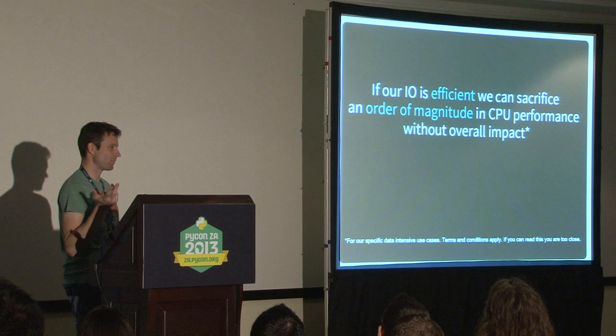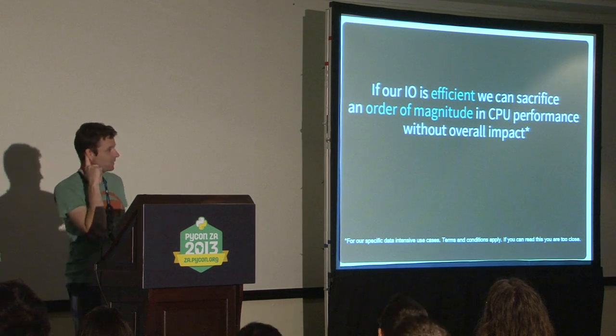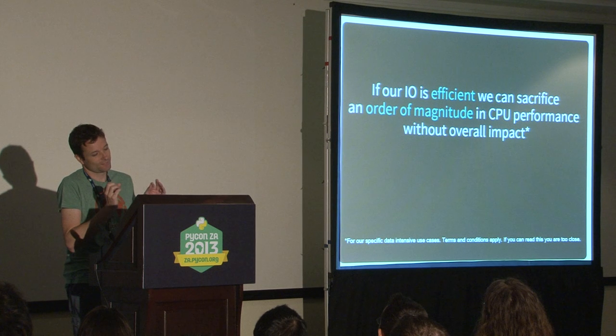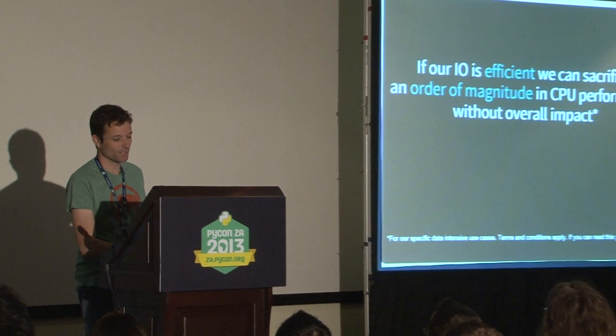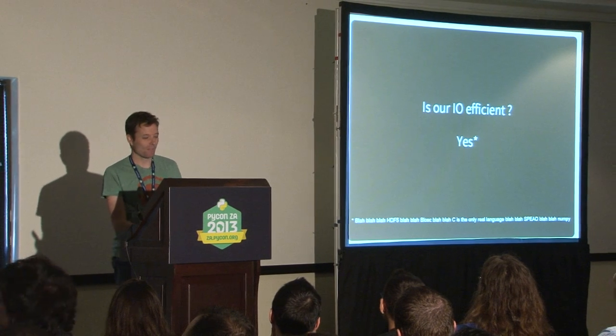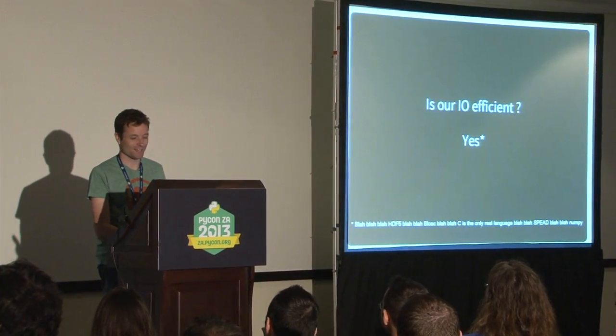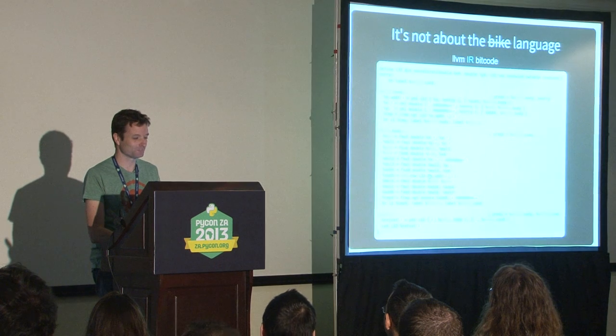If our IO is efficient, we can sacrifice an order of magnitude in performance in the CPU. Essentially, what I'm saying is that as long as we make the bits that are bottlenecking us efficient, the rest of the time we can afford to save money on developer time and spend it elsewhere that will give you better bang for your buck. So is our IO efficient? Yes, I assert boldly. I had a whole 10-slide diatribe on proving our IO is efficient, but basically, just trust me, the IO we're doing with Python is pretty efficient, and there's quite a lot of tricks you can do to make it so.